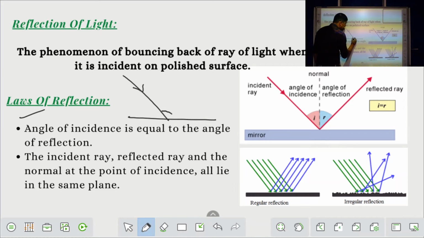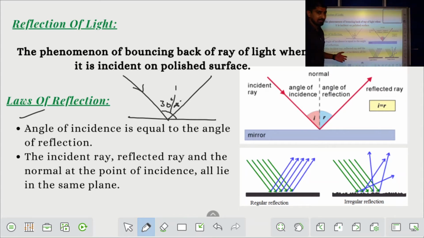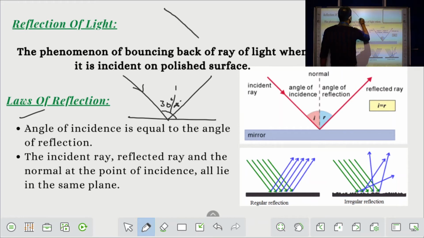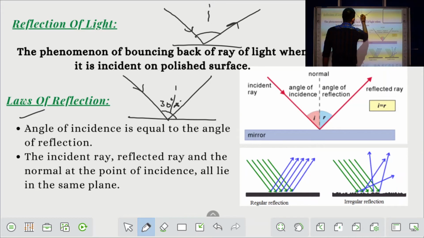Now just say this is 30 degrees. The light is falling on this particular surface at 30 degrees. The reflection will also be how much? It will also be 30 degrees. That's what it says. Or I can say, if this angle, the whole angle, is 60 degrees, then I draw a normal. Now it becomes 30 degrees here, 30 degrees here.